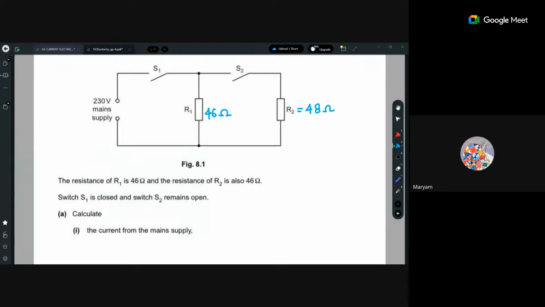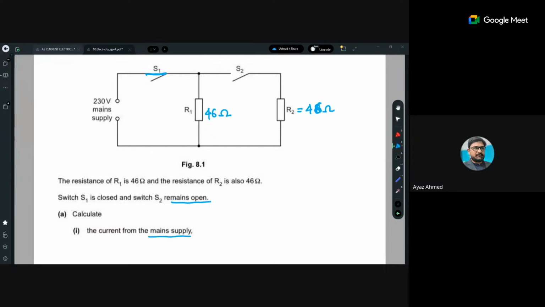S1 is closed and S2 remains open. S1 is closed, right? So it means the other resistor is out of contact now, that is, it is not part of the circuit.